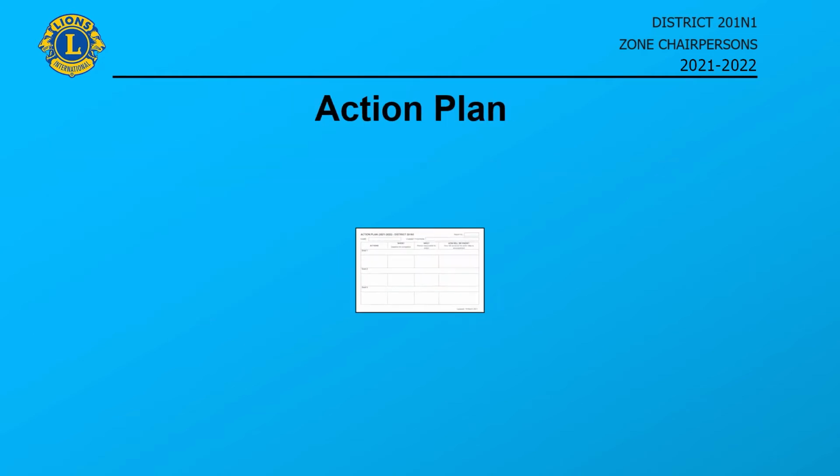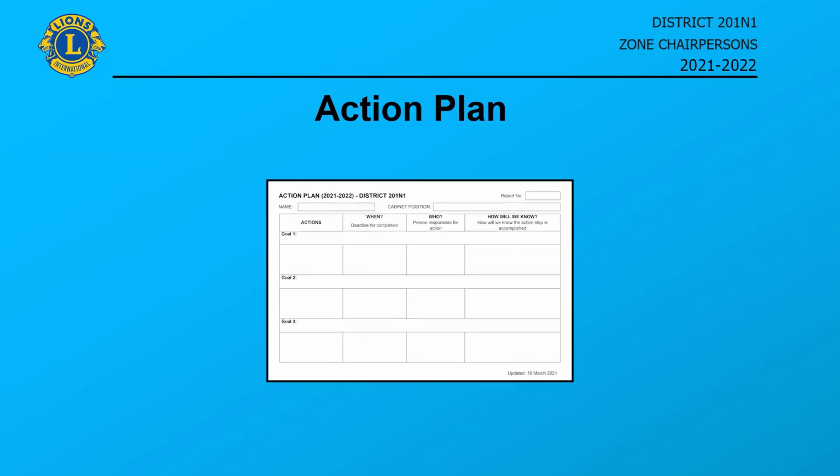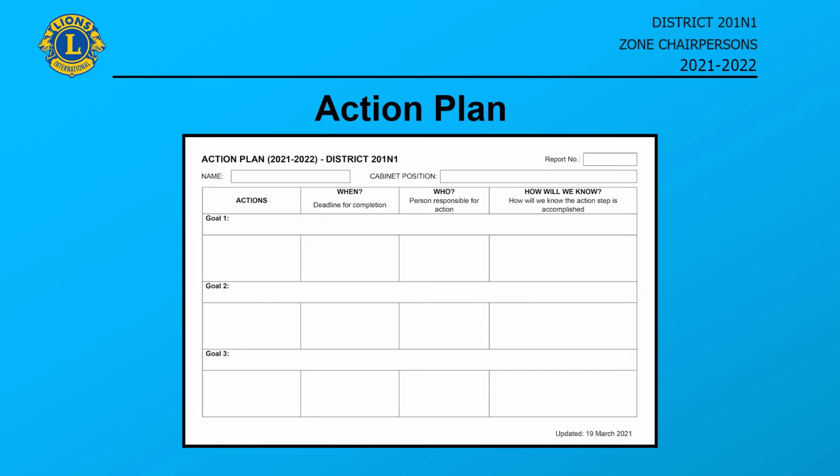Among your papers you will find an action plan form. There is also a step-by-step checklist. If you are continuing as a Zone Chair, you will have your last year's report as a starting place. If you are new to the job, your predecessor should have provided you with his or hers. If you are not able to obtain last year's action plan, contact the District Leadership Chair.